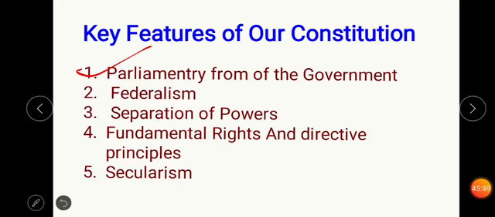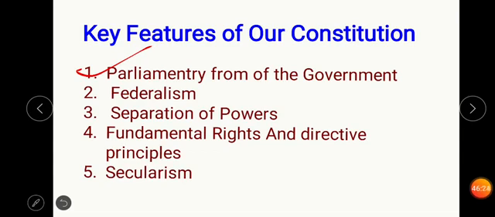The real power in such a system rests with the Prime Minister and his cabinet, all of whom are members of the legislature. Because they are members of the legislature, selected from different constituencies, they are individually and collectively accountable to the legislature. Under the system, all the varied groups of people find representation in the parliament through universal suffrage. So this is about the parliamentary form of government.